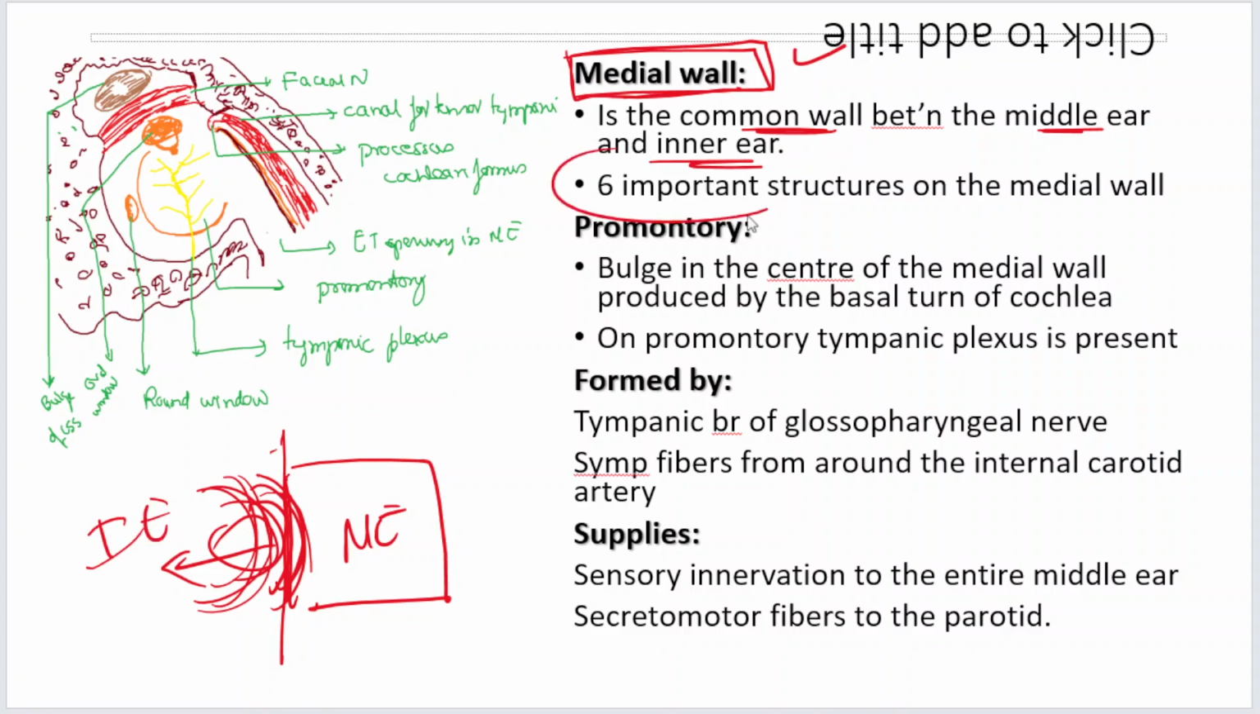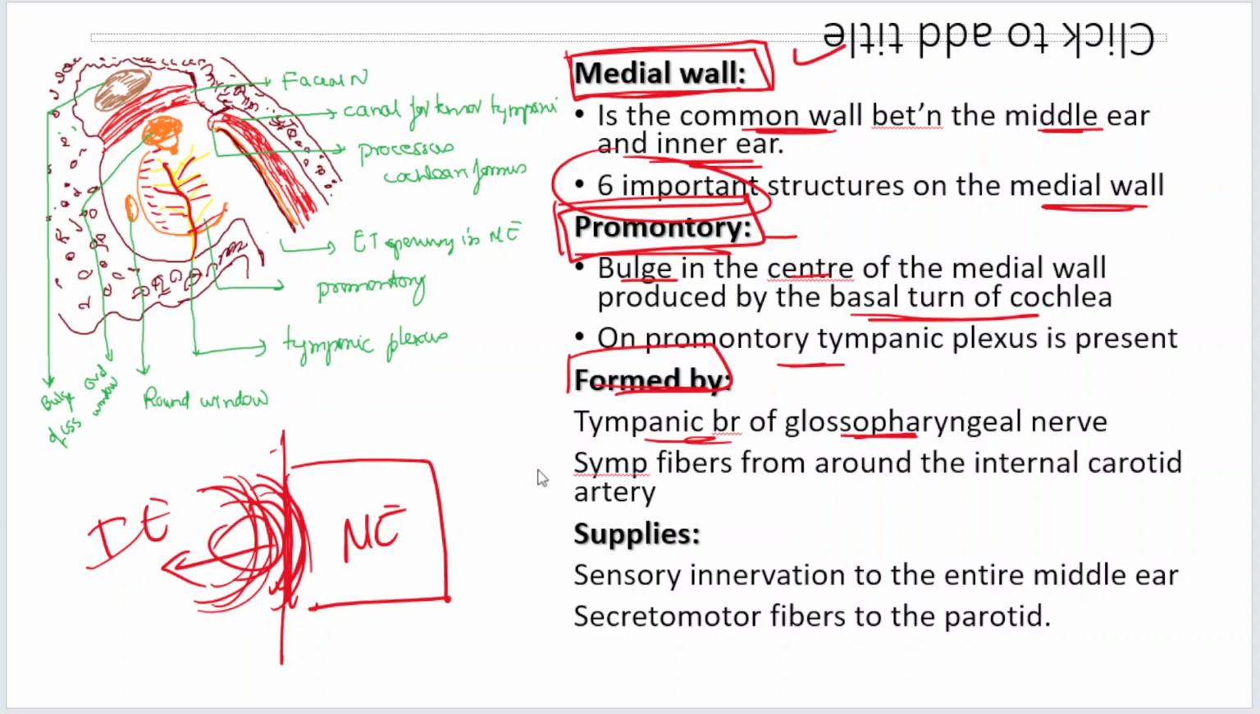Okay, there are 6 important structures on the medial wall of the middle ear. The first important structure is called the promontory. The promontory is because of the bulge in the center. This bulge that you can see in the center is the promontory, which is caused by the basal turn of the cochlea. On the promontory is present a nerve plexus called the tympanic plexus. This tympanic plexus is formed by the tympanic branch of the glossopharyngeal nerve and the sympathetic fibers from around the internal carotid artery.